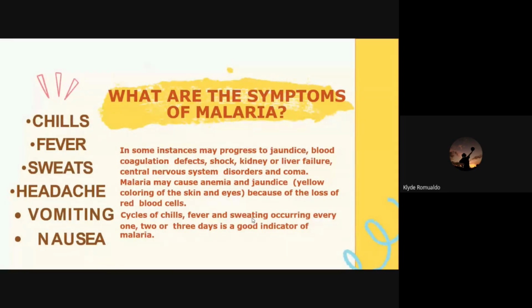Siyempre, pati naman flu, nagkakaroon ng fever, nagkakaroon din tayo ng chills. Pero hindi natin agad malalaman kung ano yon. Kaya malalaman natin siya if on-off yung fever natin. Kunyari, ang taas ng lagnat natin ngayon. Tapos after 2 days or 3 days, biglang bababa. Tapos tataas na naman. Ganon ang indicator of malaria.